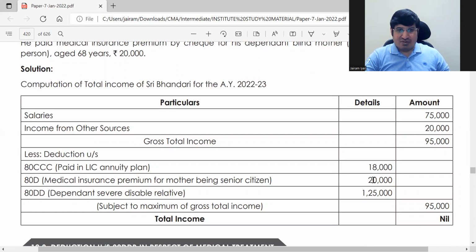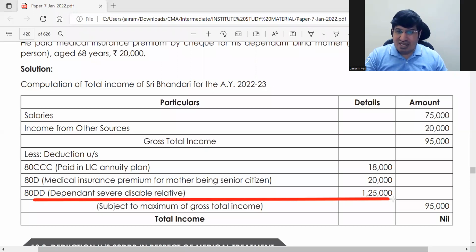80D, medical insurance premium. In 80D, just now we saw he paid 20,000. Whatever amount you are paying, the expenditure, you will get as a deduction in 80D. Here he will get this 20,000 also, but because he has paid this amount, he will get 1,25,000 under 80DD. 80DD you will get if you have incurred any amount on a dependent disabled relative. Even if you have incurred 100 rupees, you will get this 1,25,000 deduction. If you are eligible for 80D, you will get it separately.